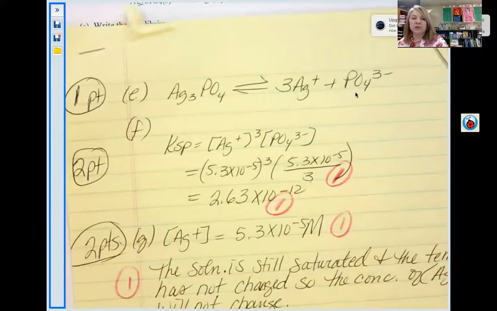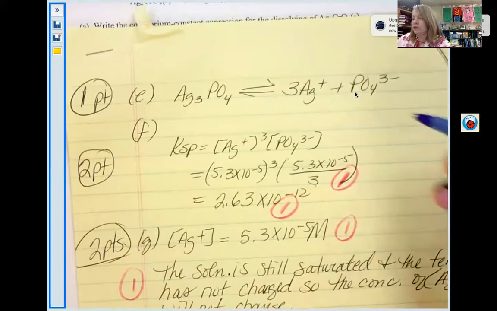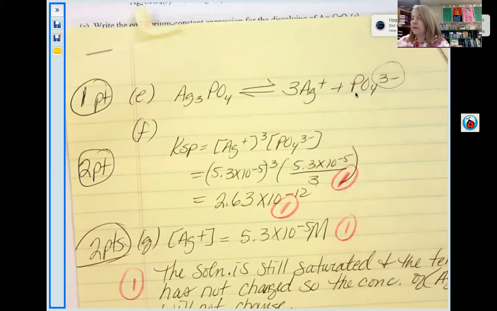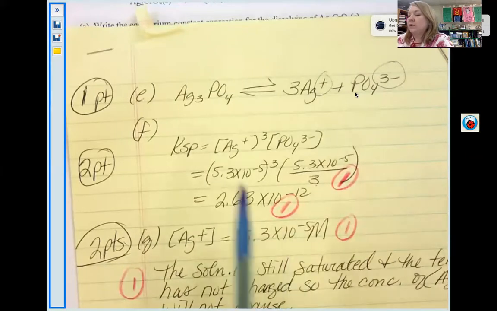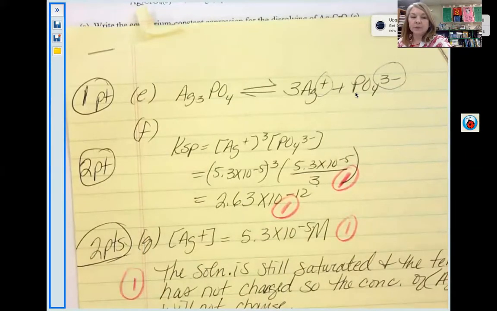So if you did not get a point for this question, then you didn't write your charges. That had to be a 3 negative. That had to be a positive. I had to see that on your paper, and that was worth 1 point, okay?